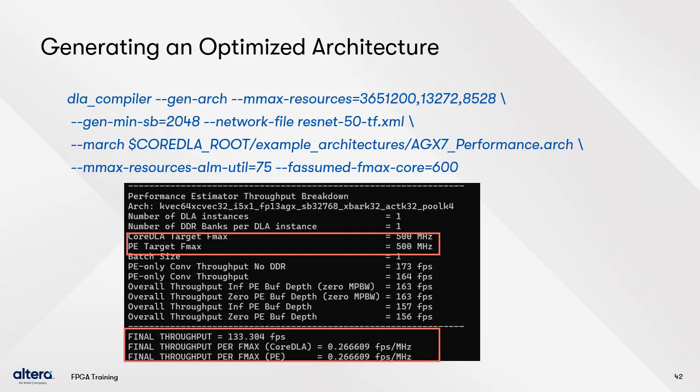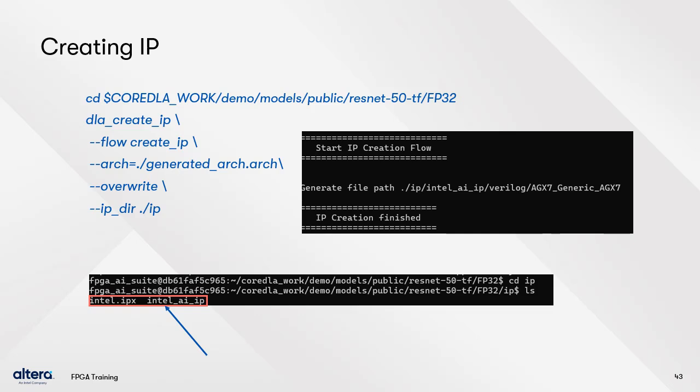To generate an architecture that is optimized for a graph, the FPGA AI Suite Architecture Optimizer uses a base architecture and modifies parameters to achieve the highest throughput in frames per second. The best architecture is saved as an architecture description file with a file name based on the architecture parameters. The DLA create IP command is shown in the slide. The intel.ipx file, which is used by the Platform Designer, is shown in the red box.